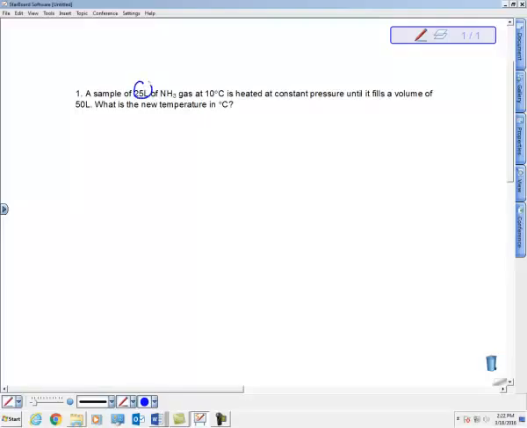They're starting you off with 25 liters at 10 degrees Celsius. They say that it is heated at constant pressure, so pressure remains constant, until it fills a new volume of 50 liters, and they're asking you for the new temperature in degrees Celsius. Alright, so what is the initial pressure? It says that pressure is constant. That was a trick question. So we don't have to worry about pressure in this particular question.